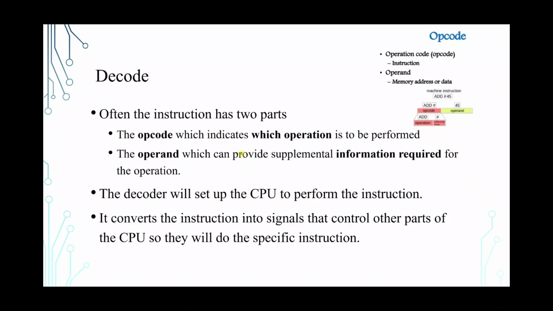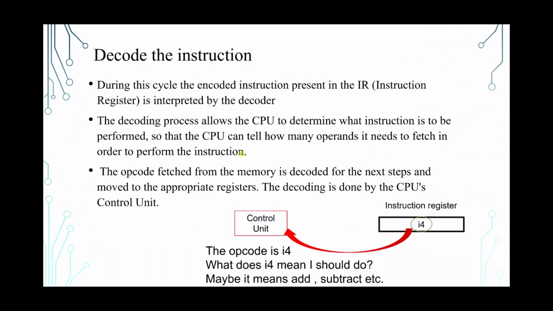It converts the instruction into signals that control other parts of the CPU so they will do the specific instruction. So, decoding the instruction. During this step, the encoded instruction present in the IR, the instruction register, is interpreted by the decoder. The decoder process allows the CPU to determine what instruction is to be performed so that the CPU can tell how many operands it needs to fetch in order to perform the instruction.